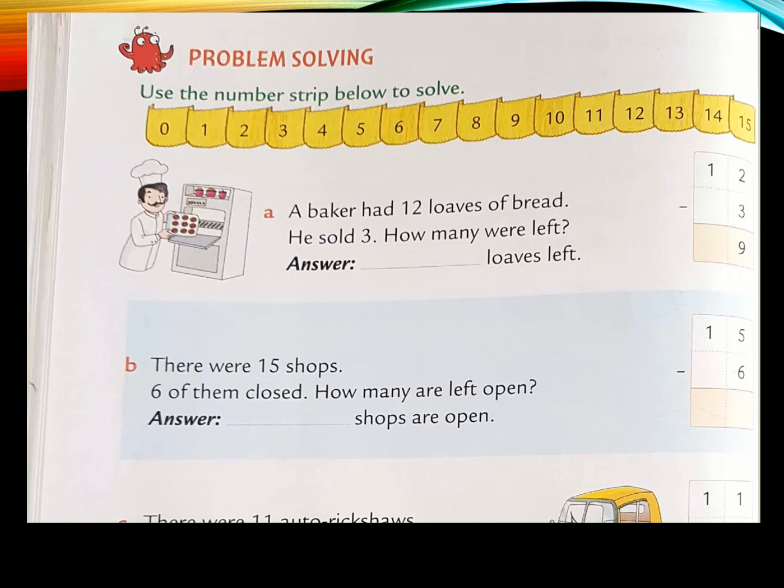Problem solving. A baker has 12 loaves of bread. He sold 3. How many were left? So he had 12 loaves of bread. He sold 3. So keep your finger on 12. And he sold 3. 1, 2, 3. So how many is left? 9. Write number 9 here. Answer: 9 loaves left.